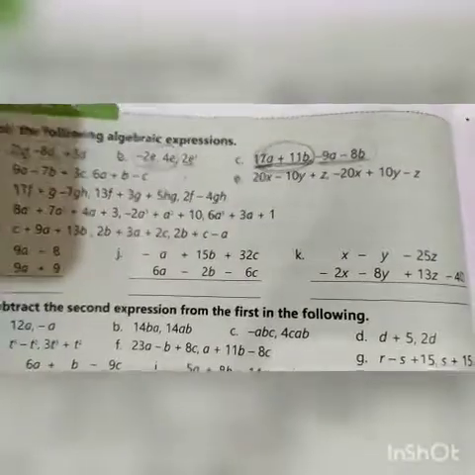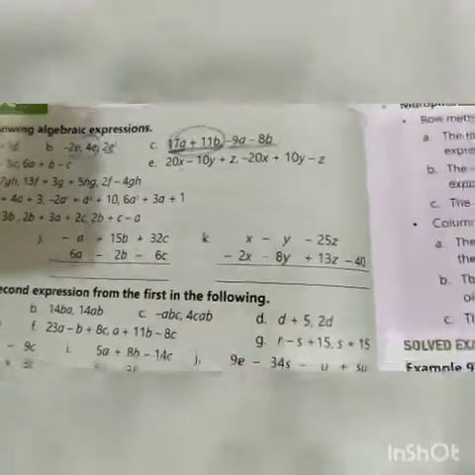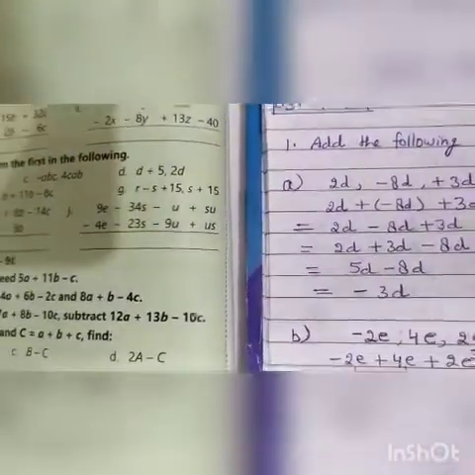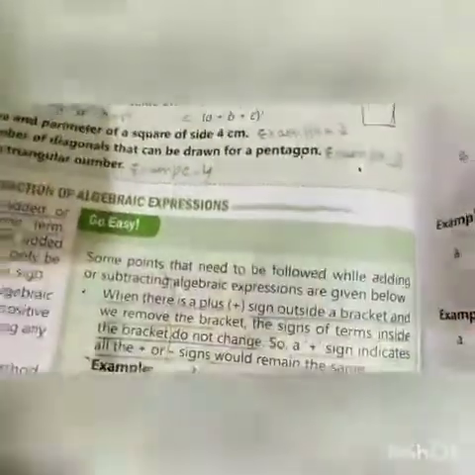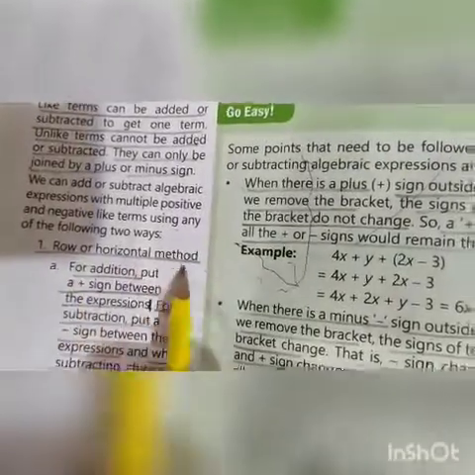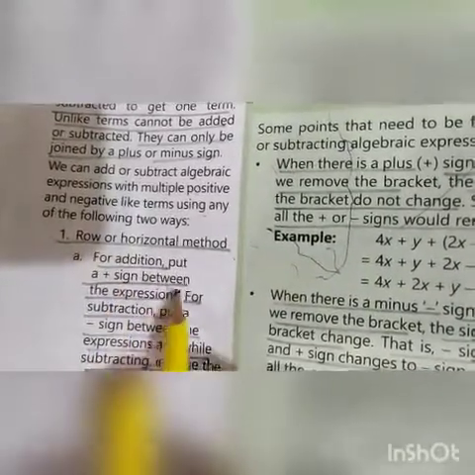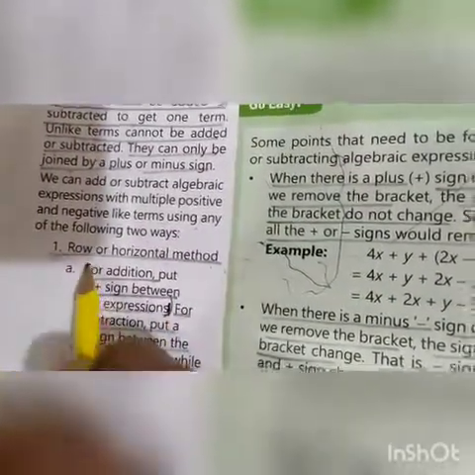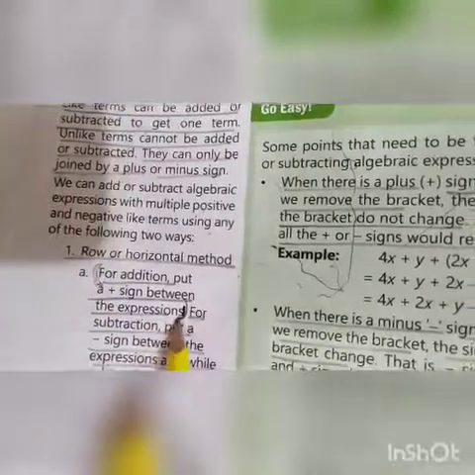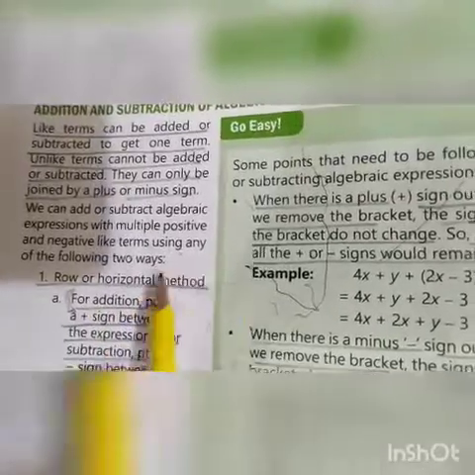So what is the first part? We have to add 2d minus 8d plus 3d. See here, how can we solve? Students, to add or subtract algebraic expressions, there are two methods. The first method is the row or horizontal method. For addition, put a plus sign between the expressions. First I am telling you only about addition. In the row or horizontal method, row means one row.